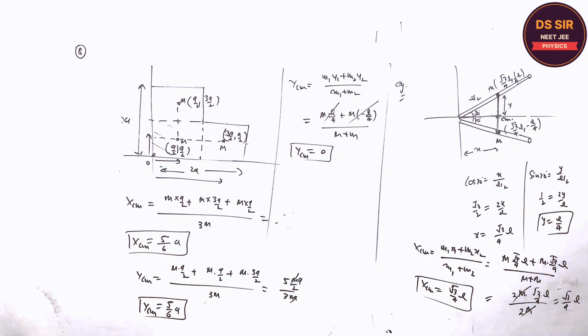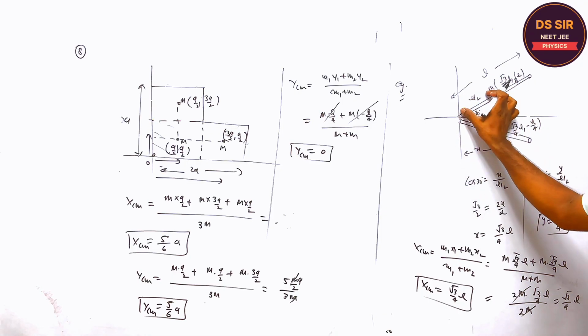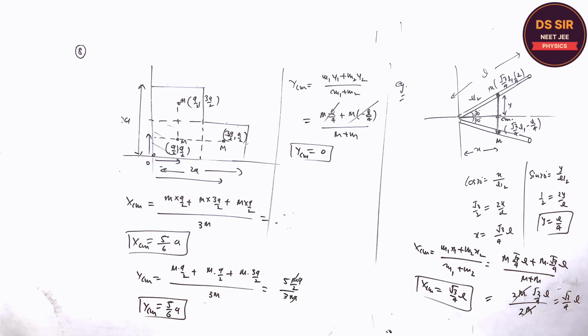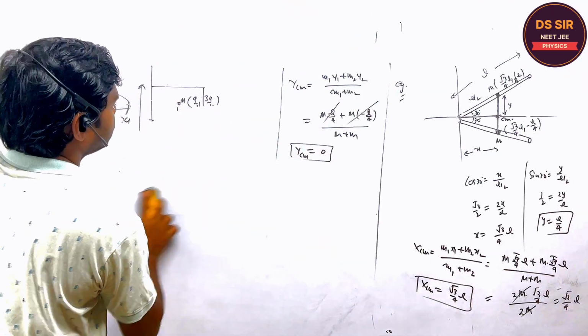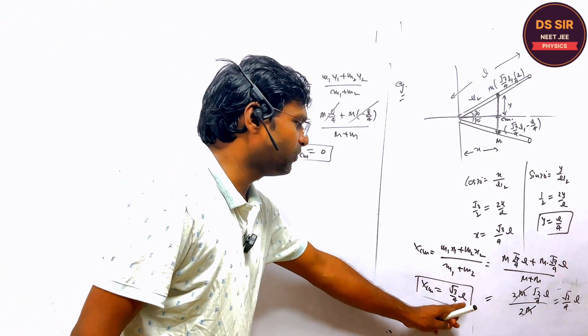Wait for one minute. Okay, yes, I understood. The total length is L, so instead of L, you can take L by 2. I have taken the length of this rod as L. That is why I have taken this as L by 2. If you take L by 4, the answer will be matching. Is it clear or not? Understood why the answer is root 3 by 4 L?